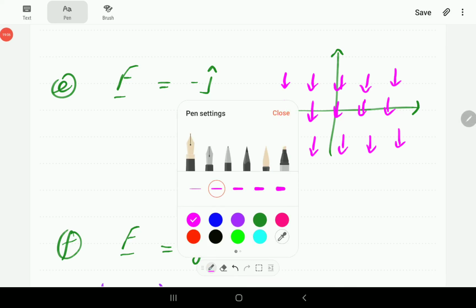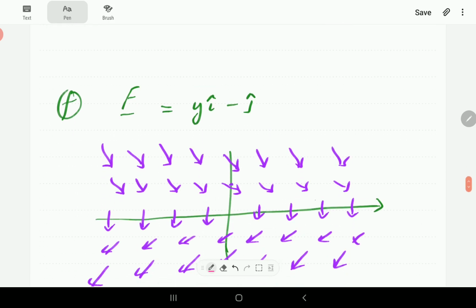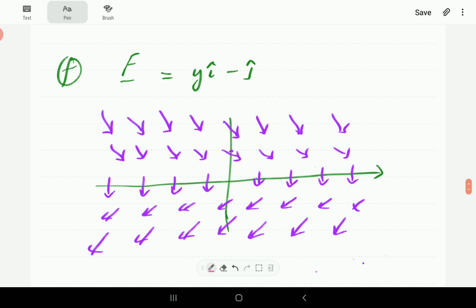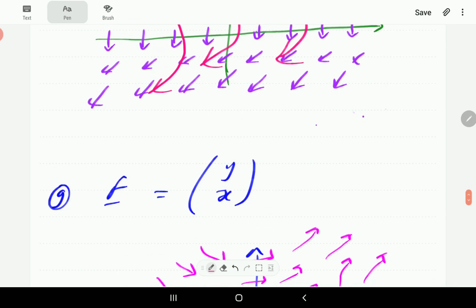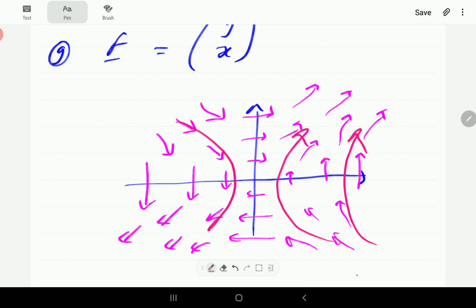All right, so this is how the vector field minus j is going to look. It's just a steady flow down, magnitude 1. This one is going to have this general direction of flow. Then G, this one is going to be going in and out like this, and also in and out like this.